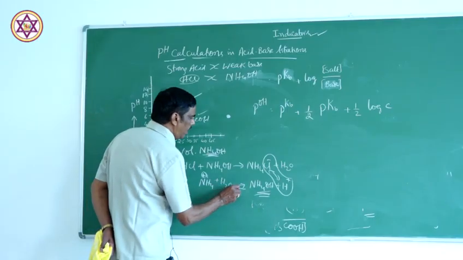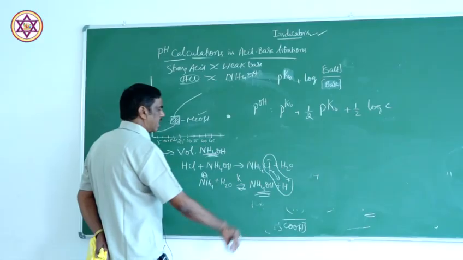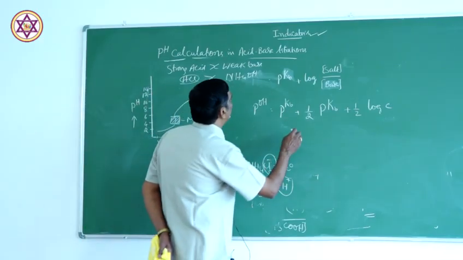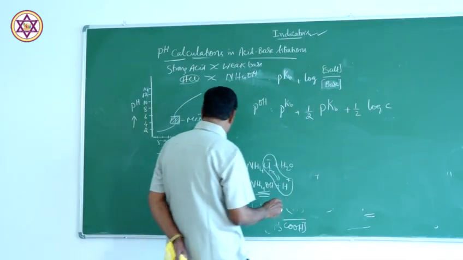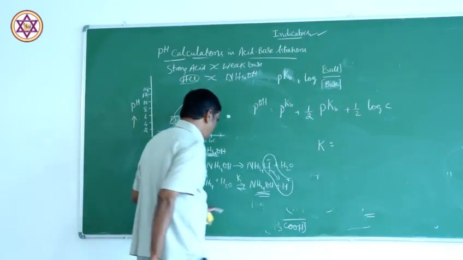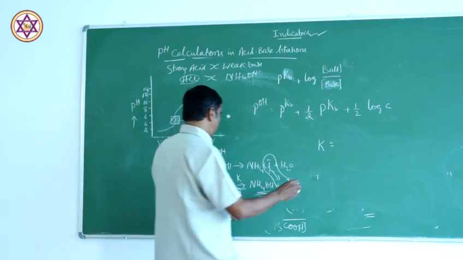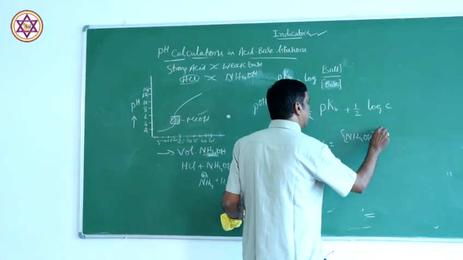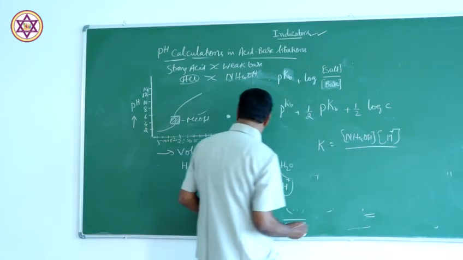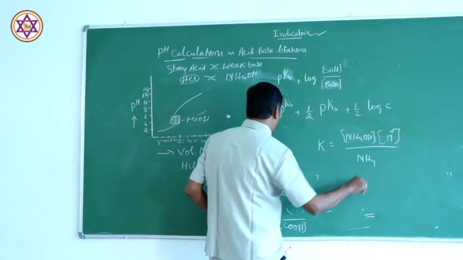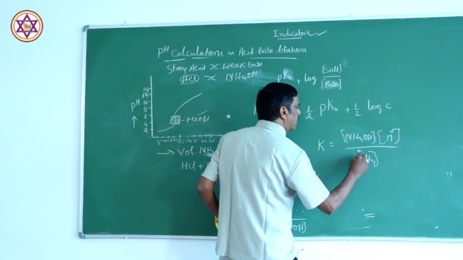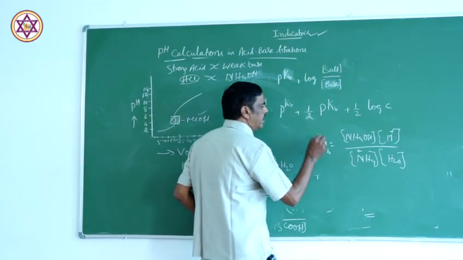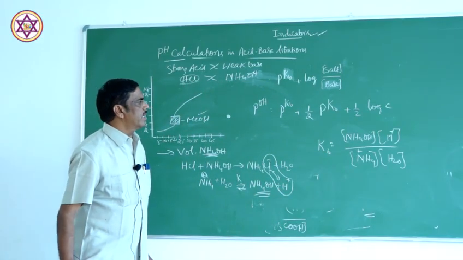It is a reversible reaction. You apply the law of mass action: the equilibrium constant K is equal to the concentration of the products over the concentration of the reactants, NH4 plus concentration and H2O concentration. H2O concentration is almost constant, and this is the hydrolysis of a base. It is represented by Kb.